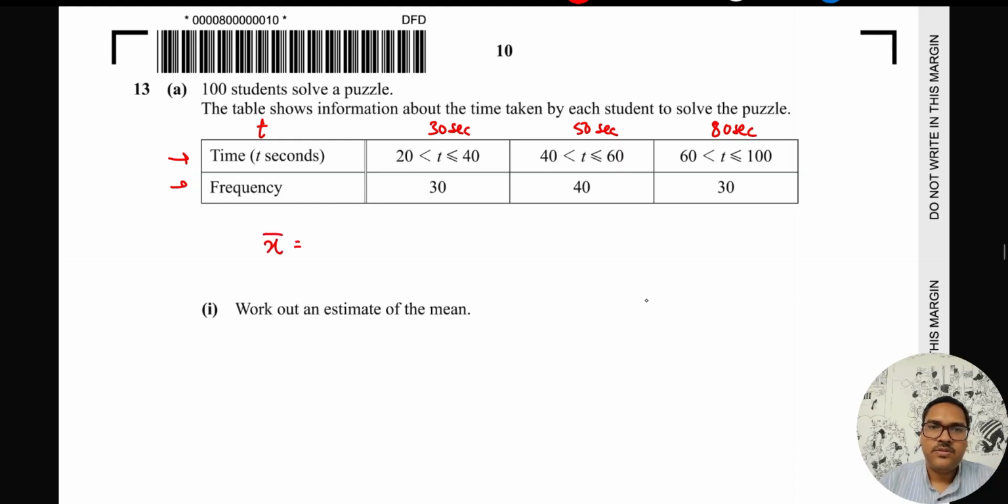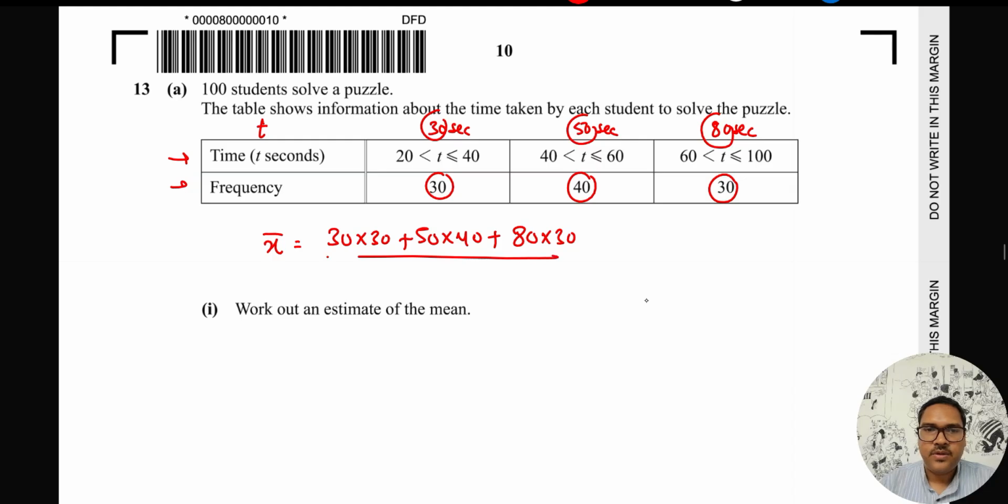Mean, I'll say this is equal to, just multiply the frequency corresponding to the value. This is 30 into 30 plus 50 into 40, and this is 80 multiplied with 30, divided by the sum. What is the sum of all the frequencies, which is obviously 100 students, right? So what is the mean?